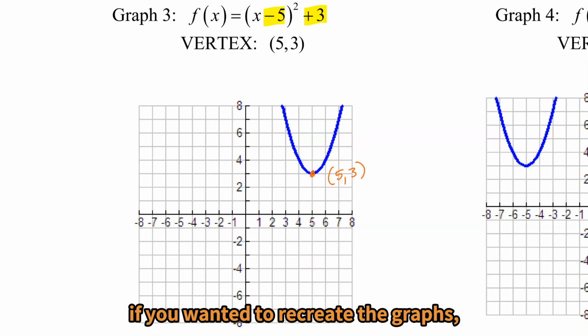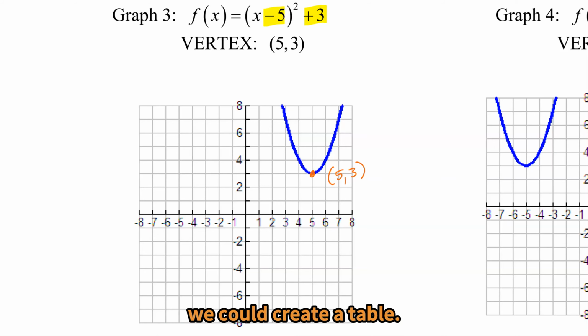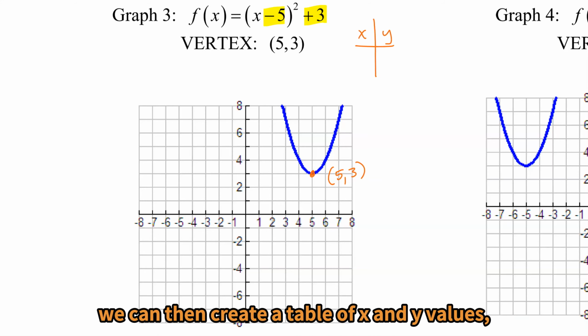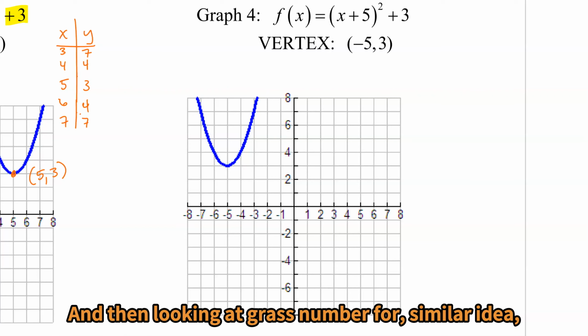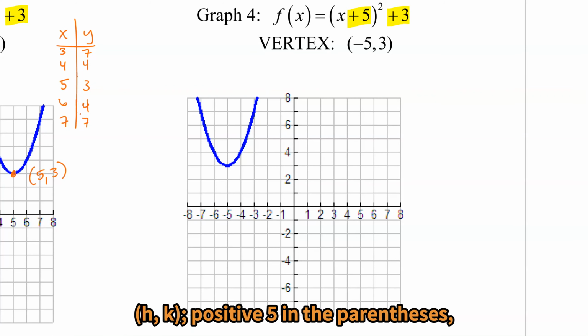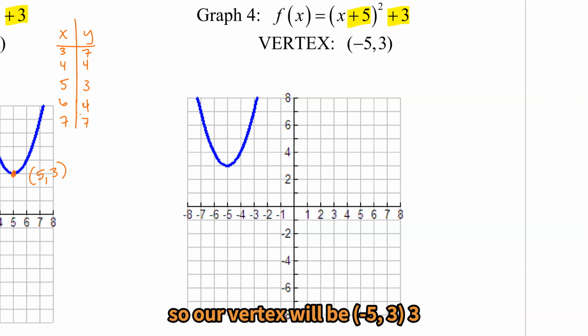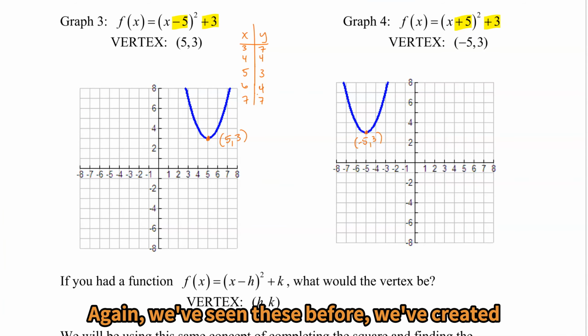Recall too that if you wanted to recreate the graphs, we could create a table. So knowing the vertex, we can then create a table of x and y values, plugging numbers in and getting answers back out. And then looking at graph number 4, similar idea, h, k, +5 in the parentheses, so our vertex will be (-5, 3).